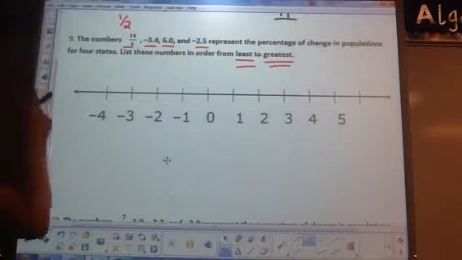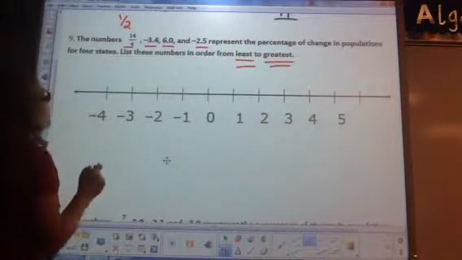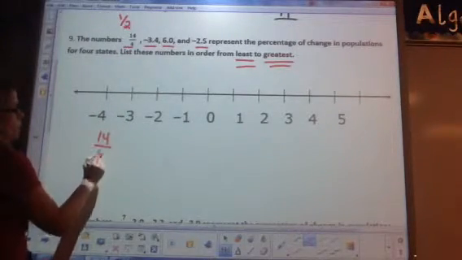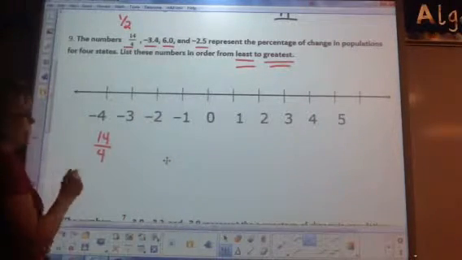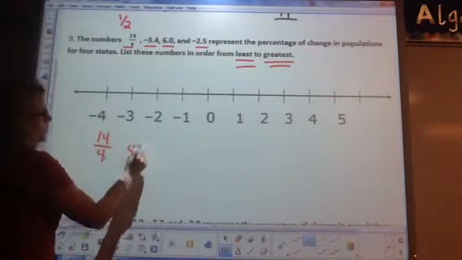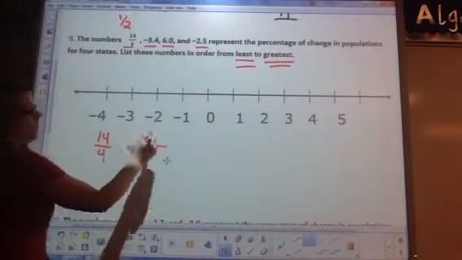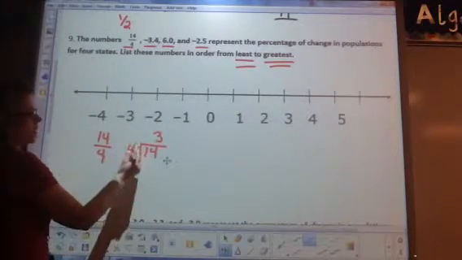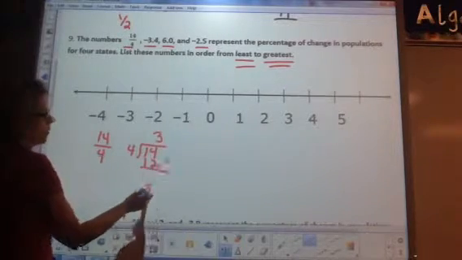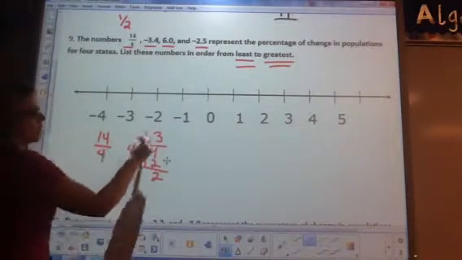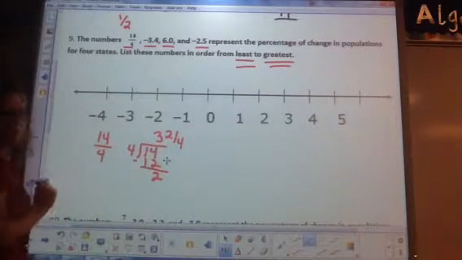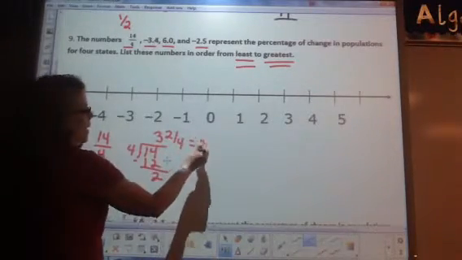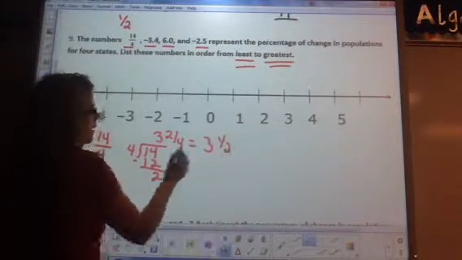Okay, so let's look at this first one right here. 14 over 4. All right? So let's go ahead and change that to a decimal so that we can graph it on the line here. So 4 will go into 14 3 times. 4 times 3 is 12. Subtract out, get a 2. So 2 is now your numerator, 4 is now your denominator. This simplifies to 3 and 1/2.